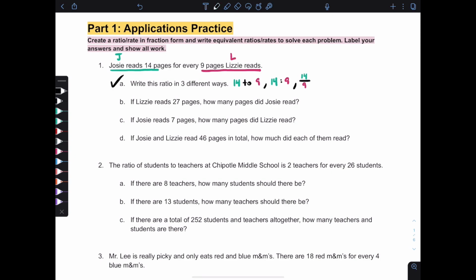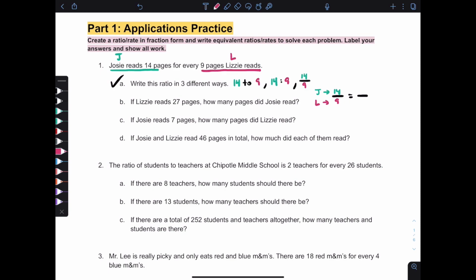So that's part A. For part B, Lizzie reads 27 pages. Then how many pages does Josie read? I'll start off by labeling a ratio. So we'll have Josie, and we know that she reads 14 pages. And we also know that Lizzie is going to be reading 9. So I'm just going to set up a fraction form ratio. That's usually the easier one to use for equivalent ratios. And we need to figure out what the equivalency here is.